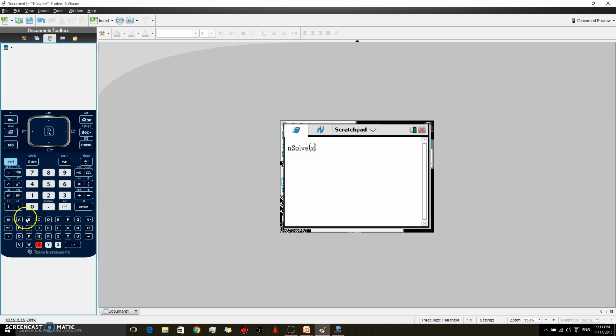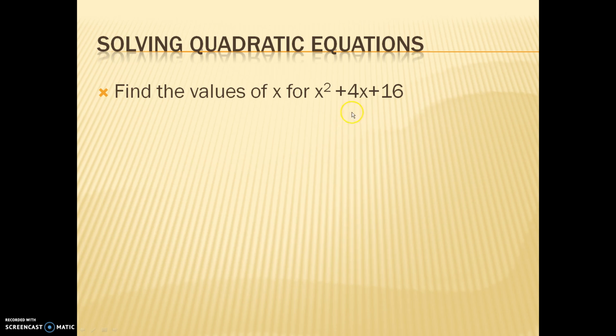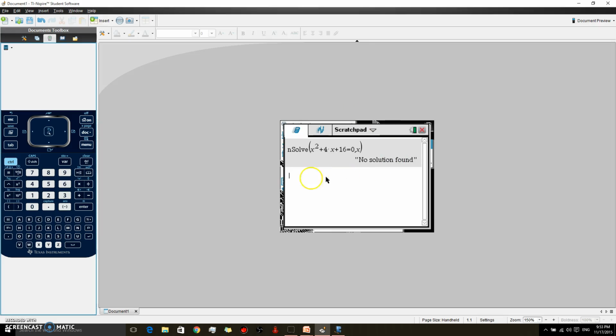So let's enter our equation: x squared plus 4x plus 16 is equal to 0. Now you want to put a comma and put x to help the calculator identify that you're going to be solving for x. You click enter, and it says no solution found. That is because this is a bad equation.